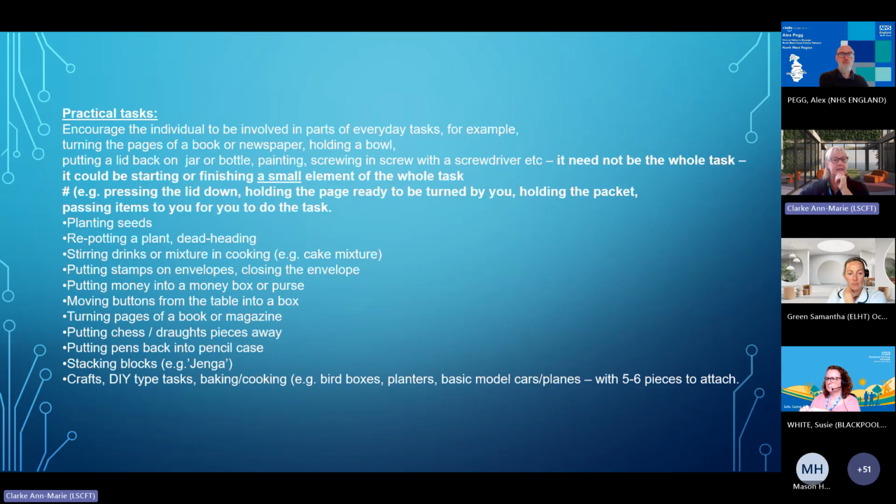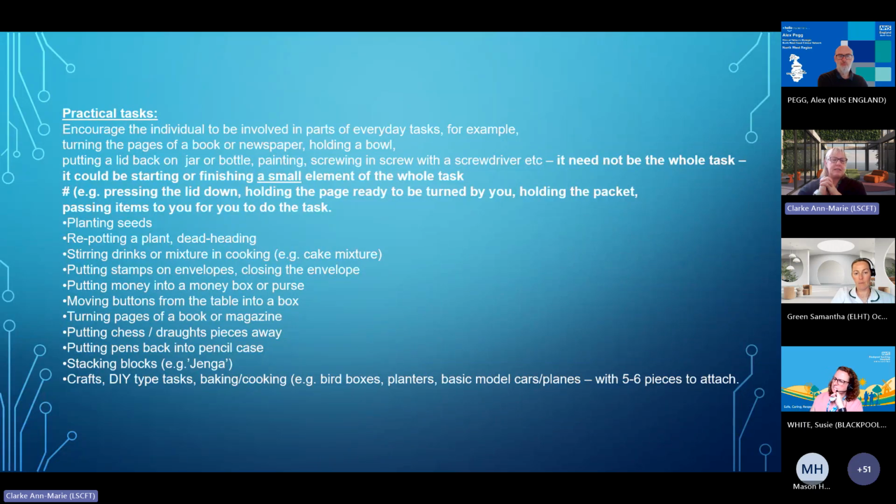Just some practical tasks looking at functional things that people may have been involved in before to try and tap into that automatic system. Even if it's just giving them a book or a newspaper, do they start to automatically turn the pages as if they recognise what it is? Holding on to a bowl, trying to put the lid back on a jar, very small tasks which everybody should know how to do, because you always get those scenarios where they say, oh, they would never have done that before. But these are all tasks that everybody would have done in their daily lives.